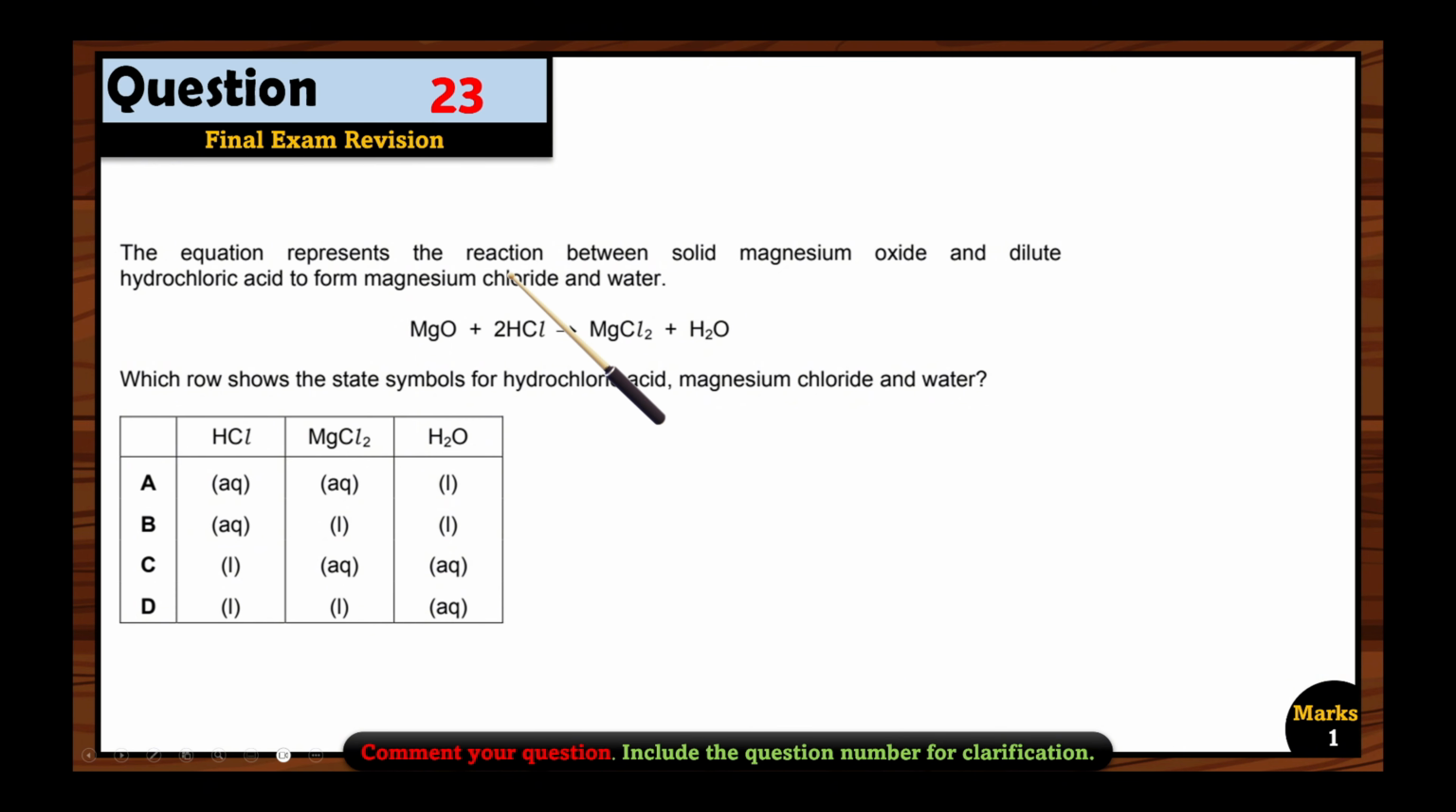Question 23. The equation represents the reaction between solid magnesium oxide and dilute hydrochloric acid to form magnesium chloride and water. Okay, so this is the formula. Which row shows the state symbol for hydrochloric acid, magnesium chloride, and water?